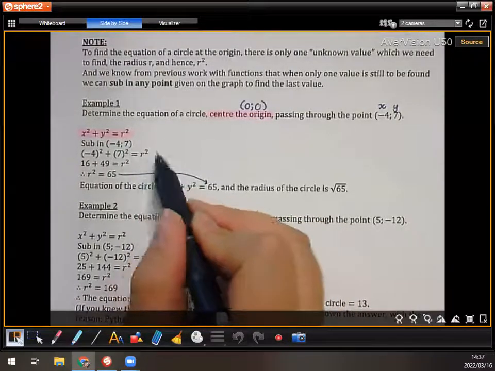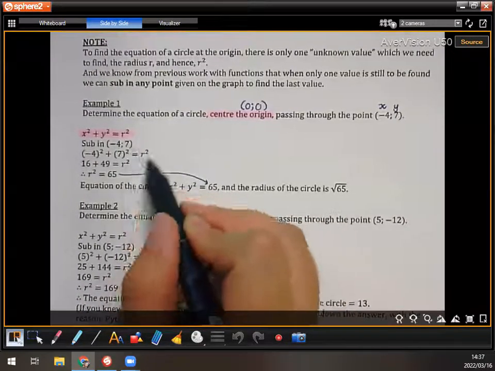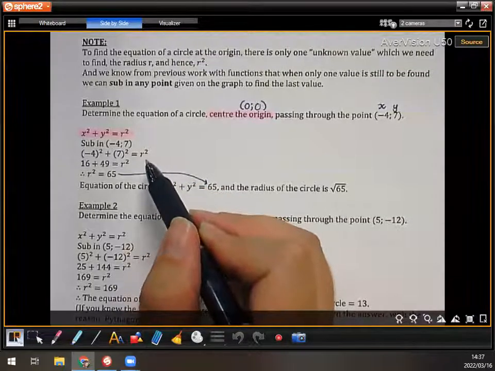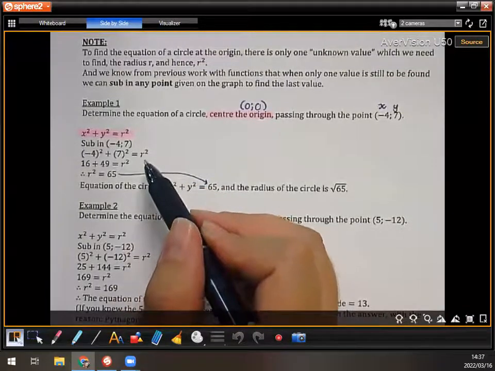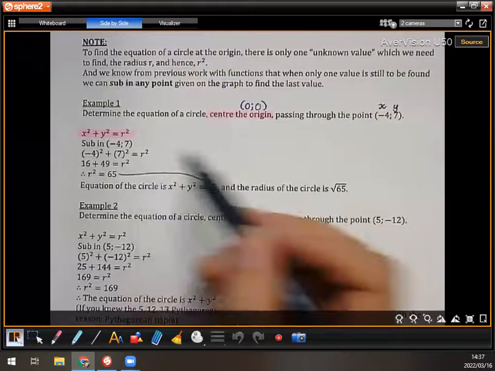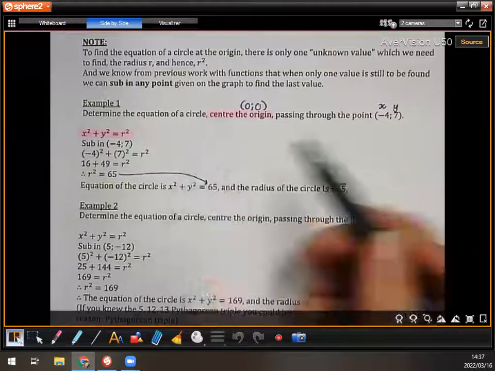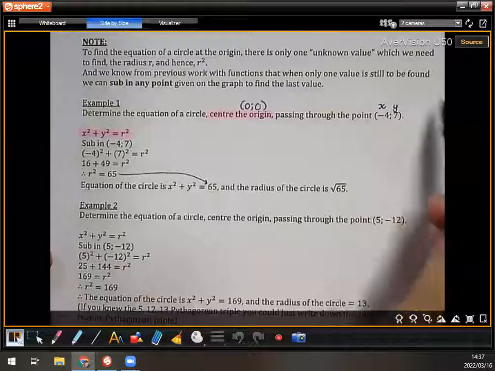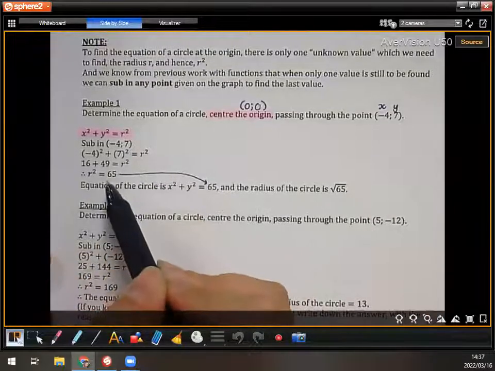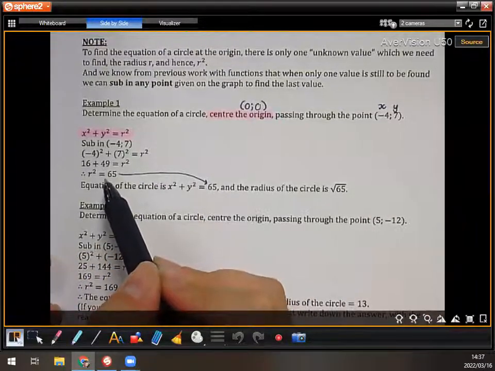Guys, could I sub anything in for r? Did they tell me what the radius was? No. If they told me what the radius was, it would have been very easy. Then I could have just done x squared plus y squared equals that radius squared. Okay, but they just gave us a point, so we have to, so irritating, this thing keeps freezing. We have to sub in that point, but we are then able to calculate r squared very easily.